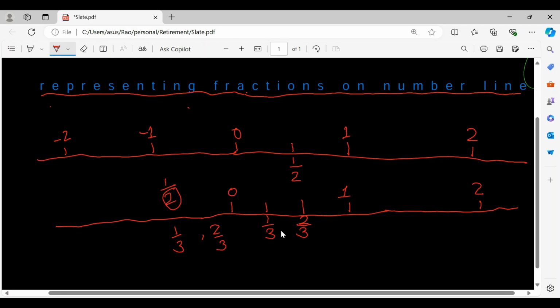These were the numbers where the numerator was smaller than the denominator, and you have to remember only one thing: if the numerator is smaller than the denominator, then every number will come between 0 and 1. There is no exception.